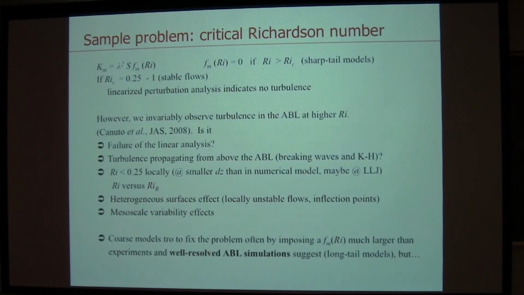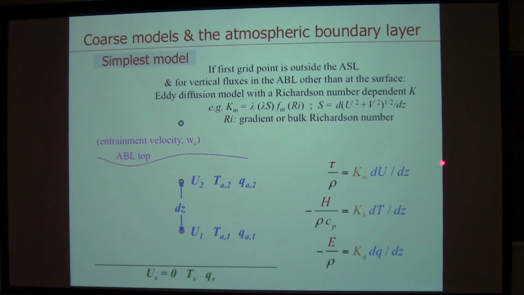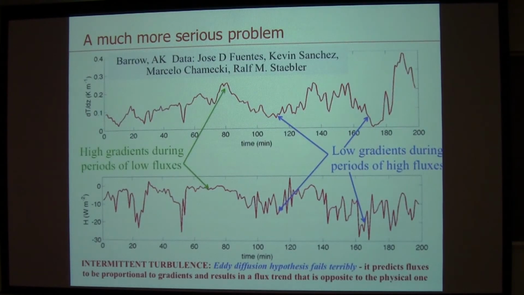Normally, this model will tell you, if there's more turbulence, K is higher, and the fluxes are higher. Or in another way, if you have higher gradients, you get higher fluxes. This is what an eddy diffusivity model tells you. This data set shows the opposite. Higher gradients give you lower fluxes, and lower gradients give you higher fluxes under intermittent cases. So in this period, we have an H of almost 0, but very high gradients. And in these periods, we have much lower gradients giving you higher fluxes.